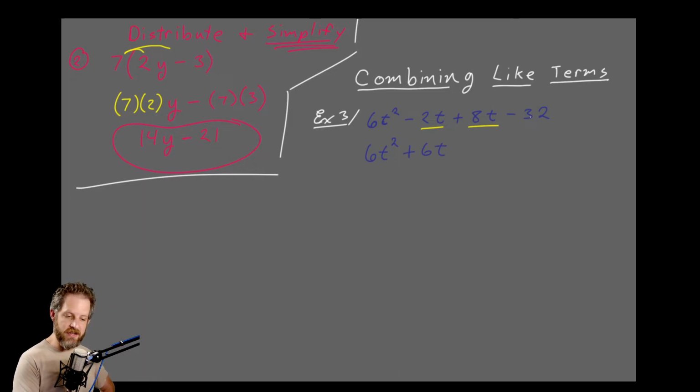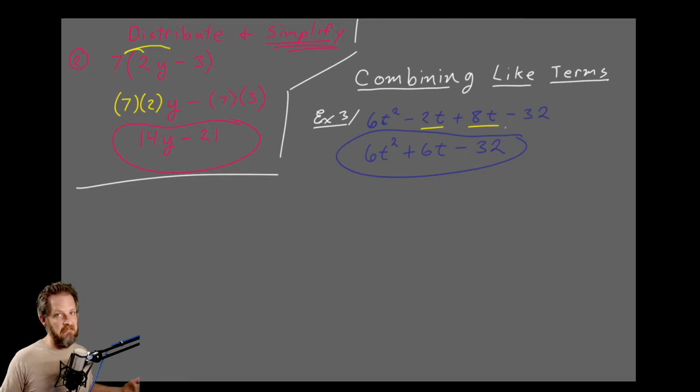Easy peasy. We didn't touch the negative 32, so we're bringing down negative 32. And that's all it goes. We can't combine it any further. It's as simple as it gets. All of those things, no big deal, right? That we ought to be able to handle.